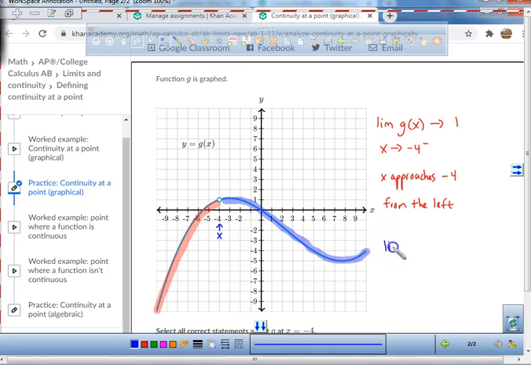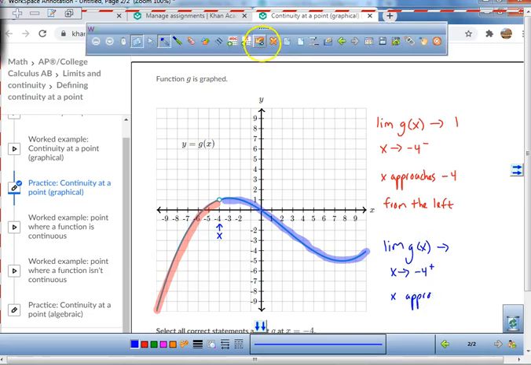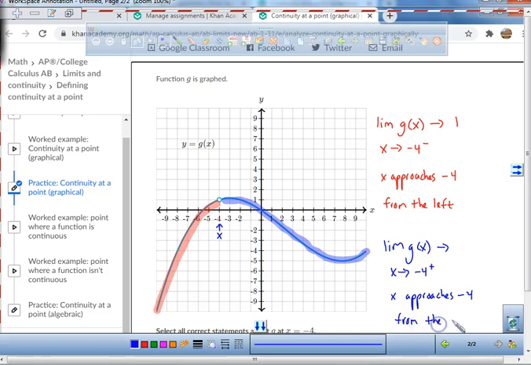Well, what's the limit of g of x as x approaches -4 from the right? A little plus sign means from the right. So this means x approaches -4 from the right. Well, as I'm coming from the right, it looks like it also approaches +1 right there.